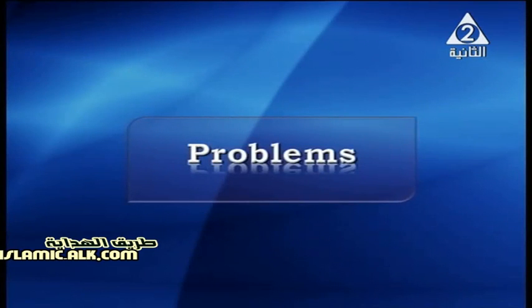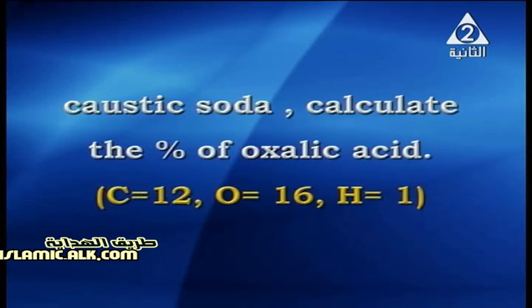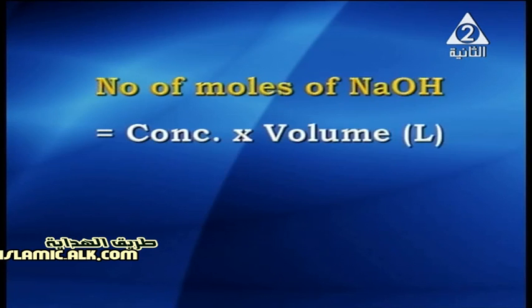Now some problems. 0.2 gram sample of impure oxalic acid, its chemical formula (COOH)2, reacted with 39.82 milliliter of 0.1023 molar caustic soda. Calculate the percentage of oxalic acid, where the atomic mass of carbon equals 12, oxygen equals 16, hydrogen equals 1. The solution: the number of moles of sodium hydroxide equals concentration times the volume.